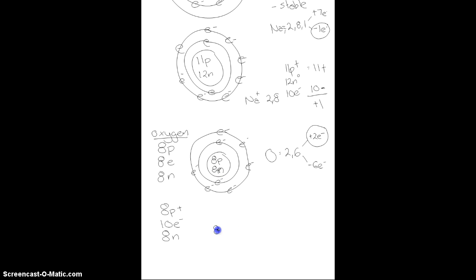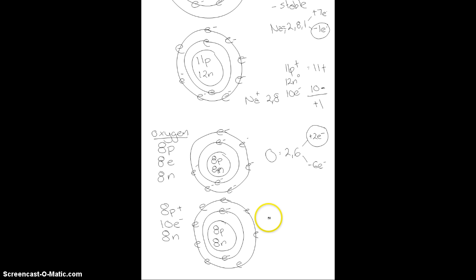So 8 protons, 8 neutrons in the nucleus, 2 electrons in the first shell, and then 1, 2, 3, 4, 5, 6, 7, 8 electrons in its last shell. So oxygen is now oxygen 2, 8. To work out the charge, we look at the number of protons and electrons from over here.